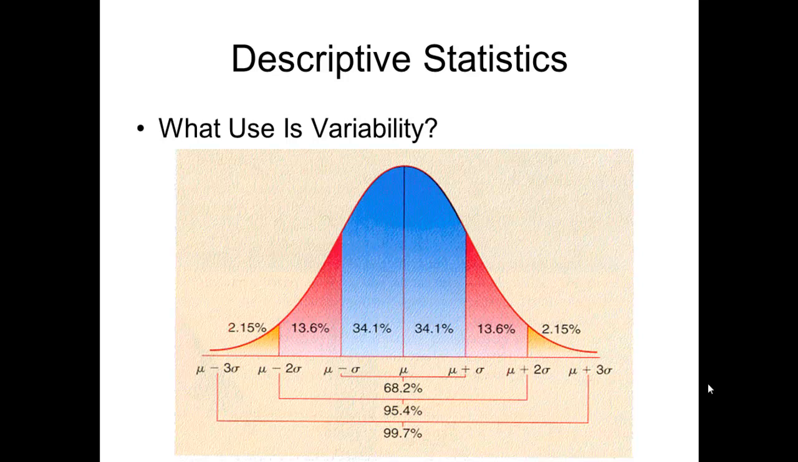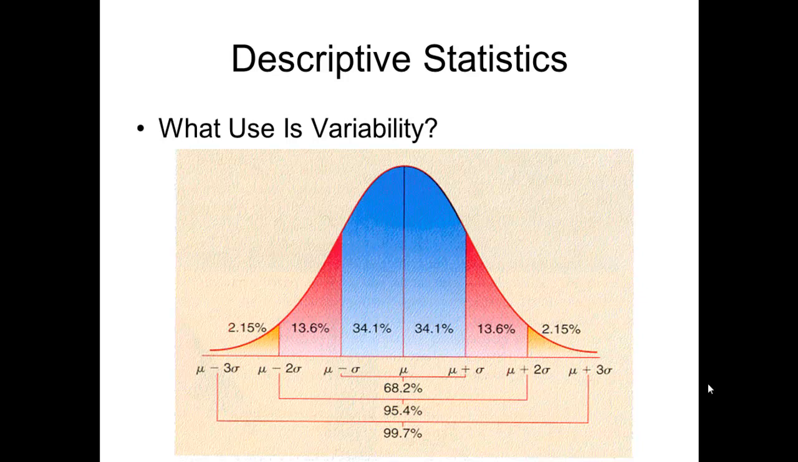We ended last week with the idea about what uses variability, and I had pointed out that standard deviations would start to become extremely important. So we're going to learn a little bit more about those now. So here we have our normal distribution, and you can see that it's broken up into some pieces.